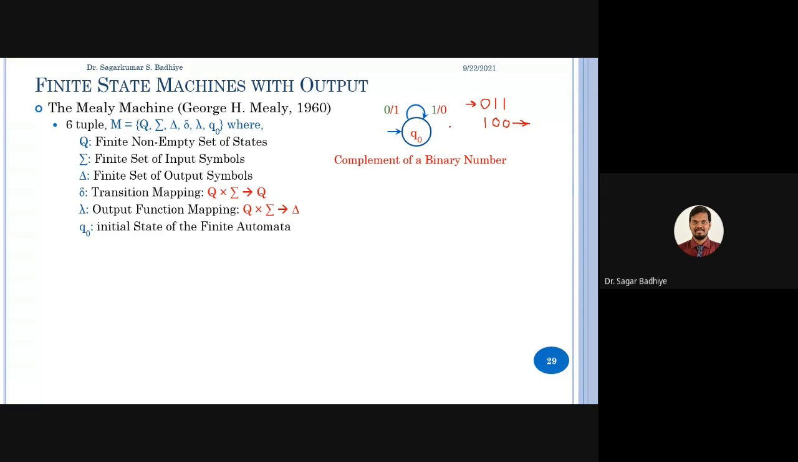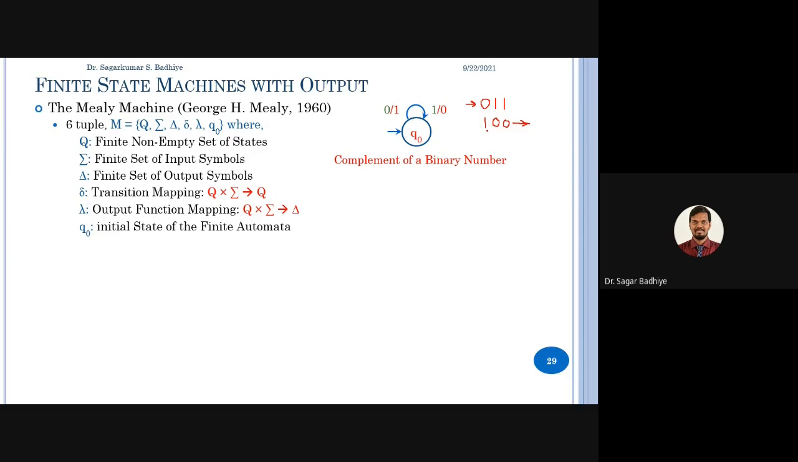So we add another transition from Q0. If the input is 1, the output shall be 0. Whatever the number be, a single state is sufficient to solve this problem. In Q0, if the input is 0, it will produce output 1 by this transition. Again, I am back to Q0. In Q0, the next input is 1, so the output will be 0, so it has produced 0. I am back to Q0. Again in Q0, the next input is 1, so the output produced by this logic is 0.